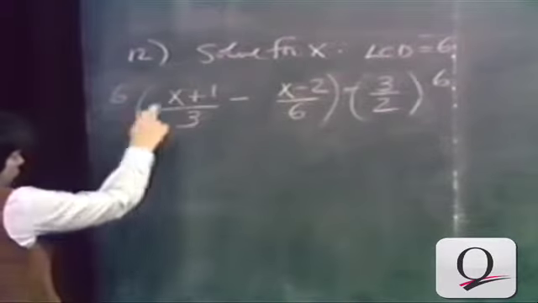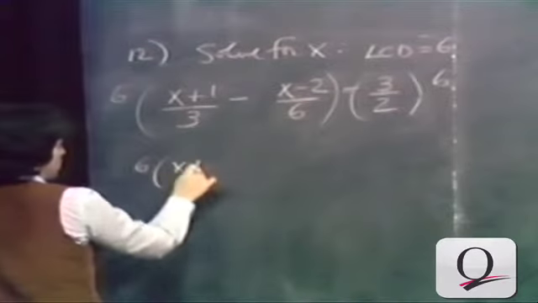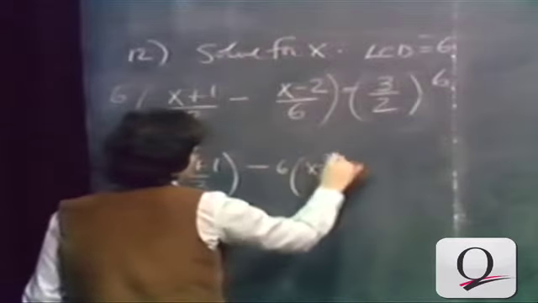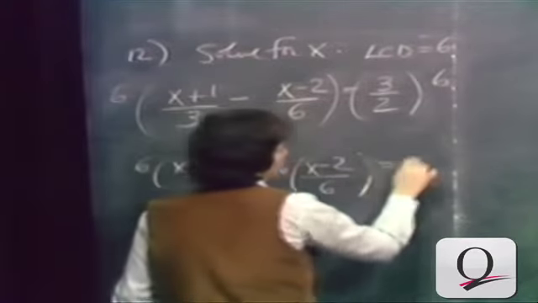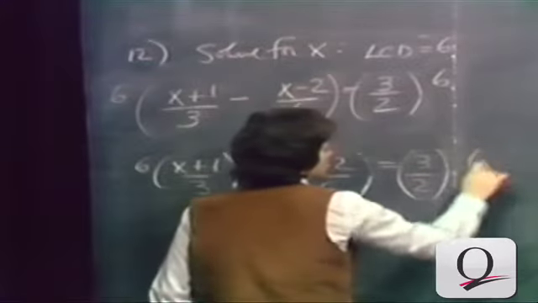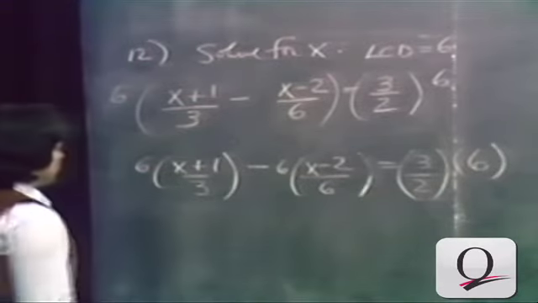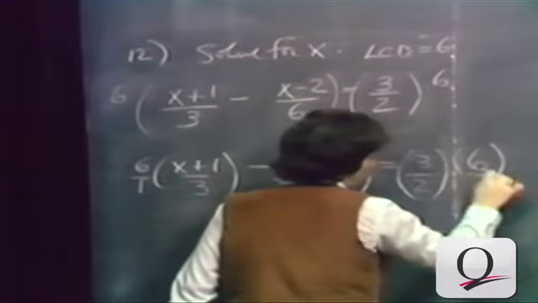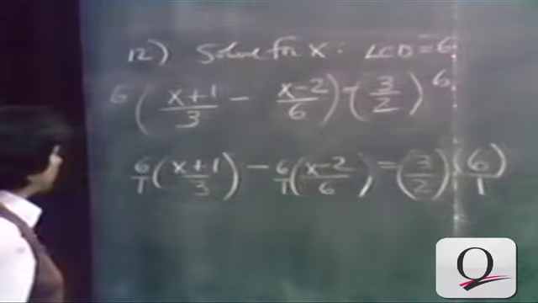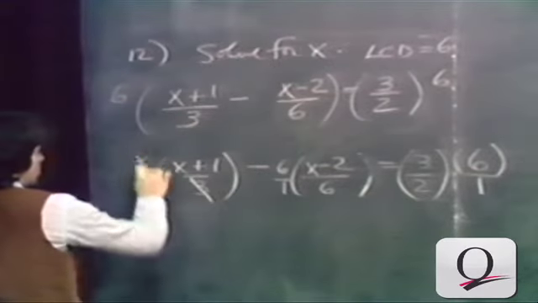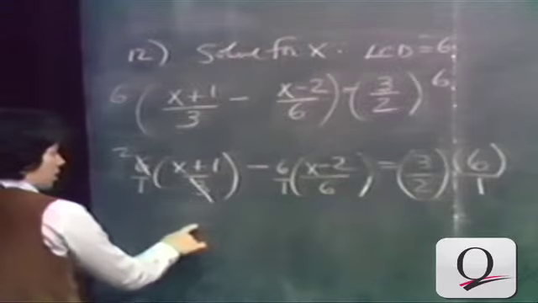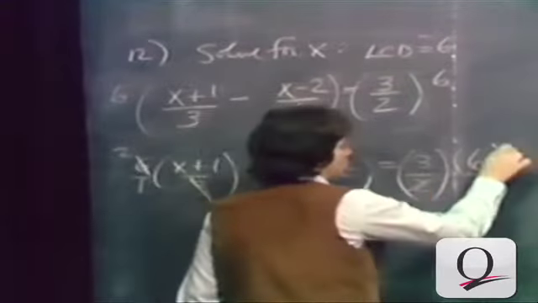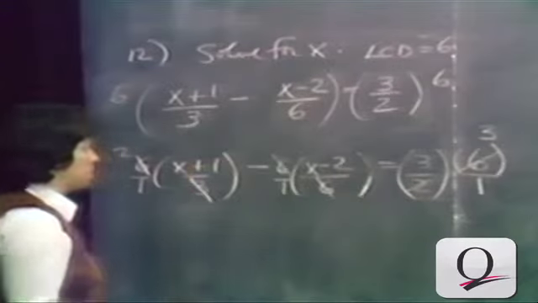And doing so, we're going to use the distributive law here. 6 times x plus 1 over 3 minus 6 times x minus 2 over 6 equals 3 over 2 times 6. You don't have to put the 1s in, just to make sure you understand that we're really multiplying fractions here. 3 goes into 6 2 times. Here the 6's cancel. 2 goes into 6 3 times.